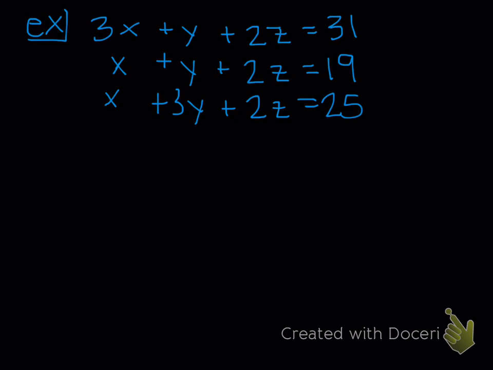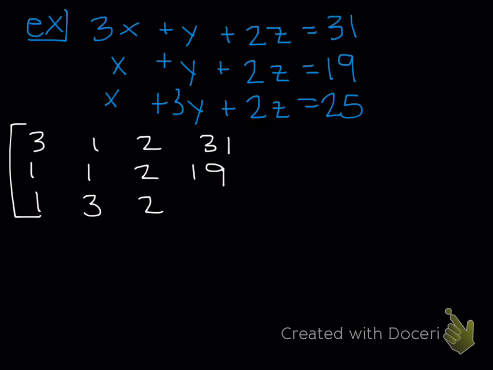So here's our first problem. We have a system of equations. So the first thing that we would want to do is set this up in matrix form. So I have 3, 1, 2, 31, 1, 1, 2, 19, and 1, 3, 2, 25.